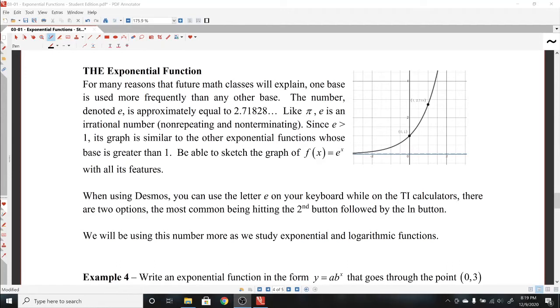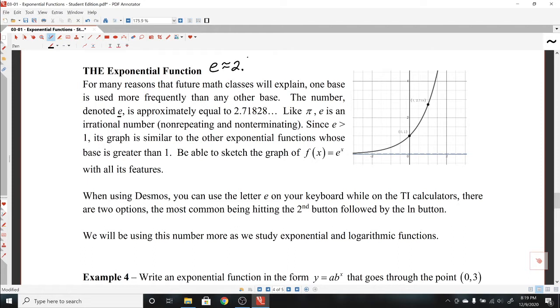Okay. For many reasons, I'm just going to read what this says. For many reasons that future math classes will explain, there's one base that's used more frequently than any other base, and it's the number that we denote with the letter e. Very similar to pi, and its value is approximately 2.71828.